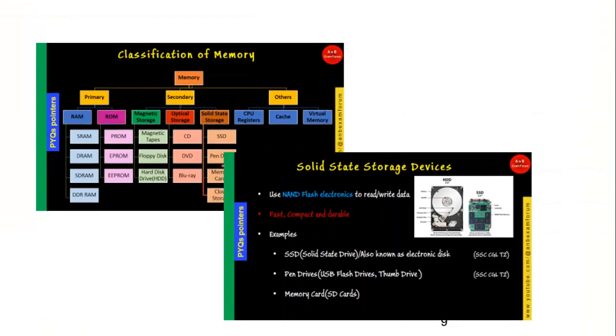As you know, all such types of memory are called solid state storage devices. The examples, as I told you in that session, are SSD, solid state drive, which are also known as electronic disk. Pen drives, which are commonly used for data transfer, are known as USB flash drive or thumb drive, whereas SD cards, also known as memory cards, all belong to the category of solid state storage device.